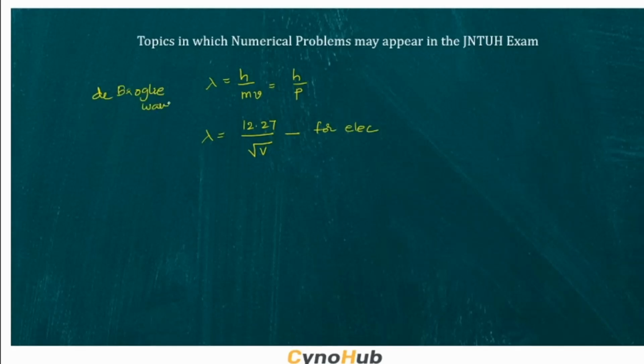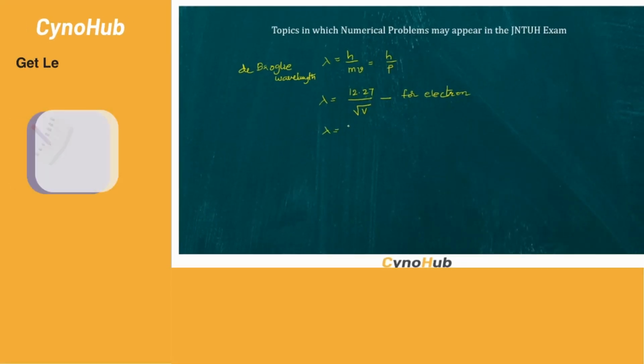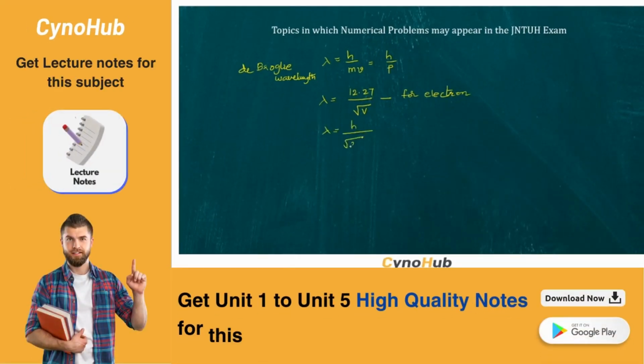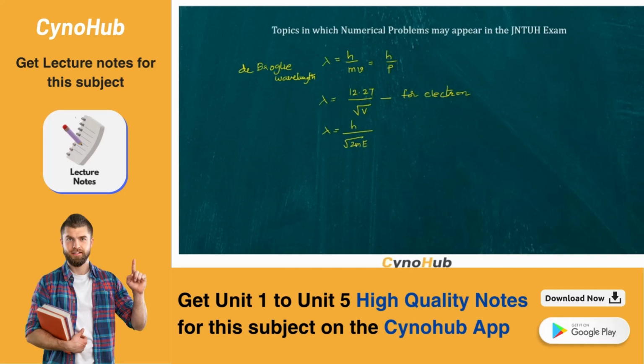Right? If you are asked to calculate, then only you would get it. So get all the equations for de Broglie wavelength. Lambda is equal to h by root 2mE, and so on, where E is the kinetic energy. Another equation where you would be getting problems is the particle in a one-dimensional potential box.